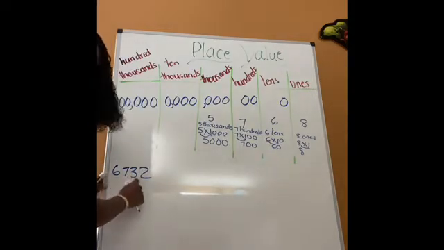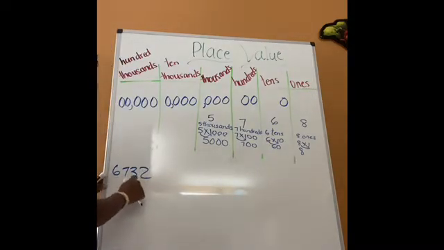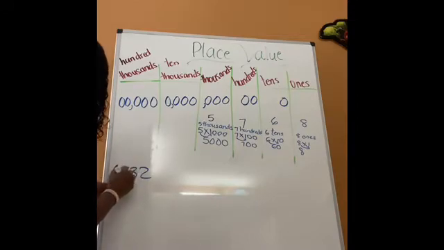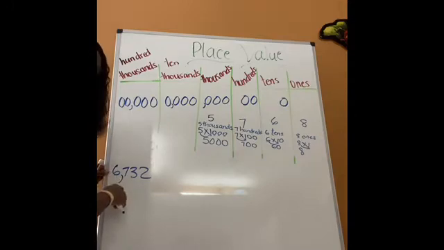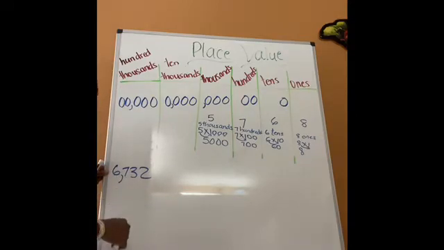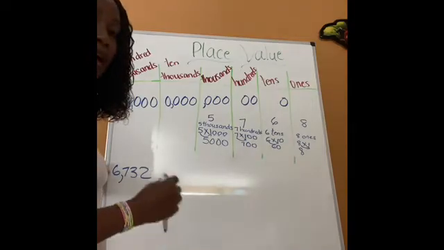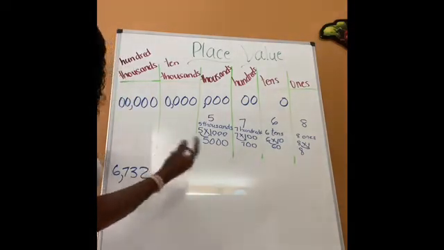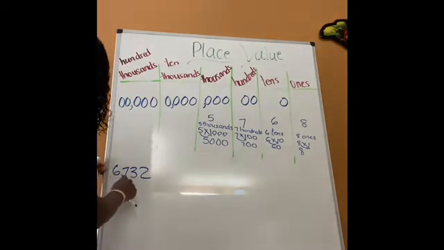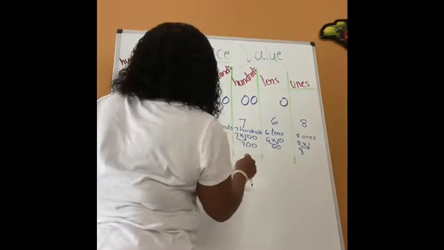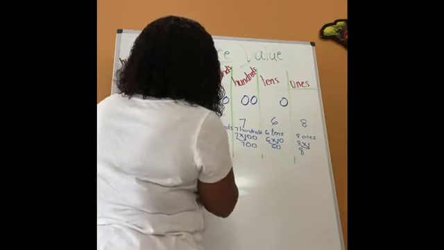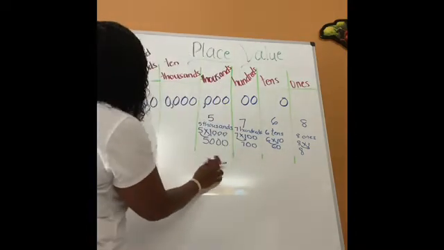6, 7, 3, 2. I'm counting 1, 2, 3. Put my comma between 6 and 7. So 6,732. Now I'm ready to put them on the chart. So I'm going to count to see how many places, how many digits. 1, 2, 3, 4. 1, 2, 3, 4. So I'm starting in the thousands column.